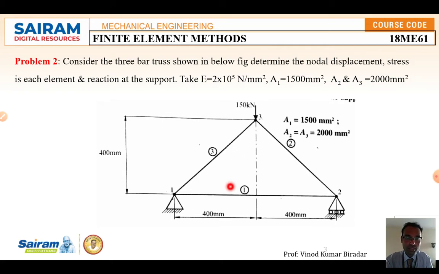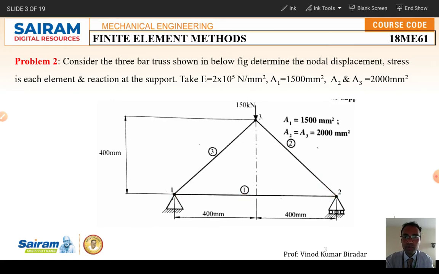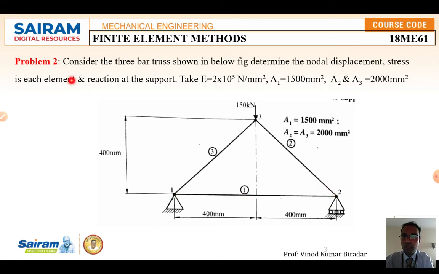How many elements, how many bars, are present here? This is one, this is second, and this is third. These are the bars which are connected to nodes 1, 2, 3. Now I will read the question. Problem number 2: consider the 3 bar truss shown in the figure below. Determine the nodal displacement, stress in each element, and reaction at the support.